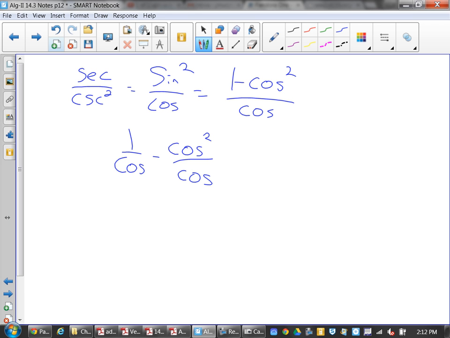These are not easy. These get to be a bit of a pain. How does 1 minus cosine squared become secant? It doesn't. 1 over cosine is secant. Oh. That's how it becomes it.